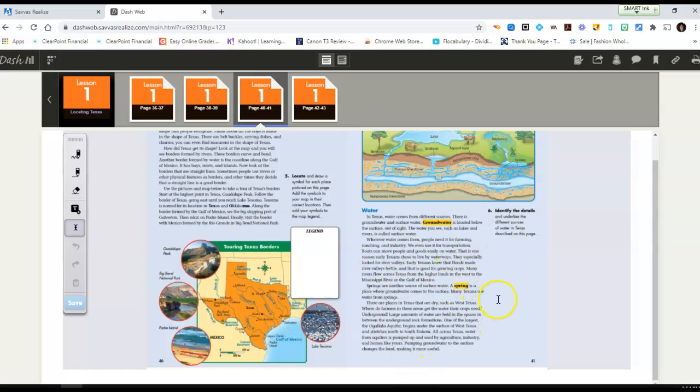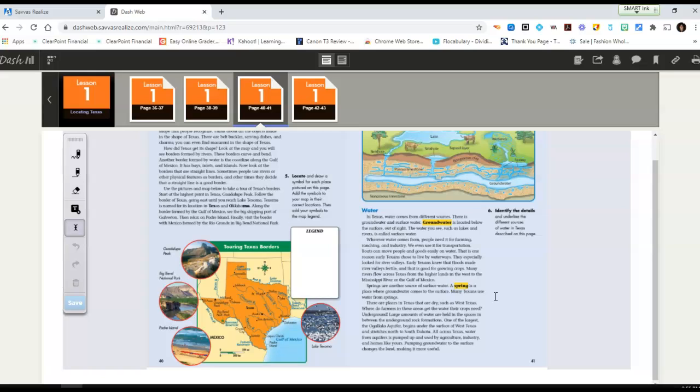Water in Texas. I'm over here on page 41, just so we can get through. Water. In Texas, water comes from different sources. There is groundwater and surface water. Groundwater is located below the surface, out of sight. The water you see, such as lakes and rivers, is called surface water. Wherever water comes from, people need it for farming, ranching, and industry. We even use it for transportation. Boats can move people and goods easily on water. That is one reason early Texans chose to live by waterways. They especially looked for river valleys. Early Texans knew the floods made river valleys fertile, and that is good for growing crops.